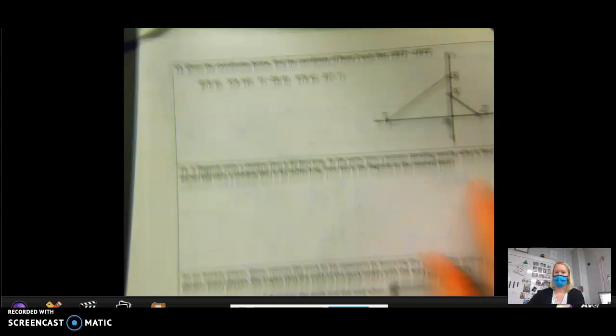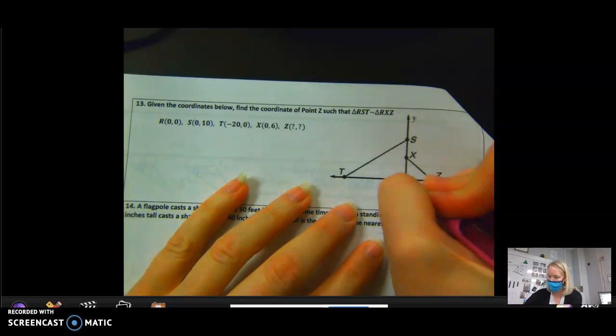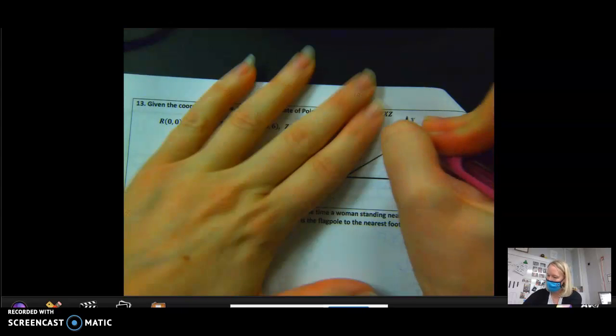Number 13. First, go ahead and label each of those with their correct point. So like R is at 0, 0. Go through and label each of these.